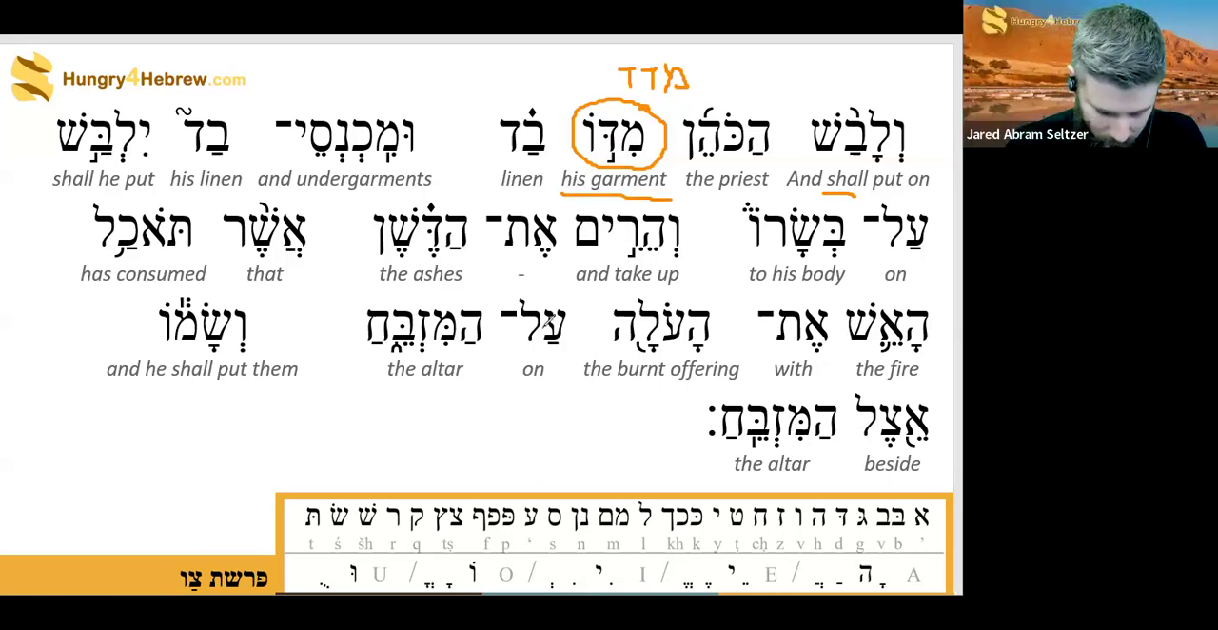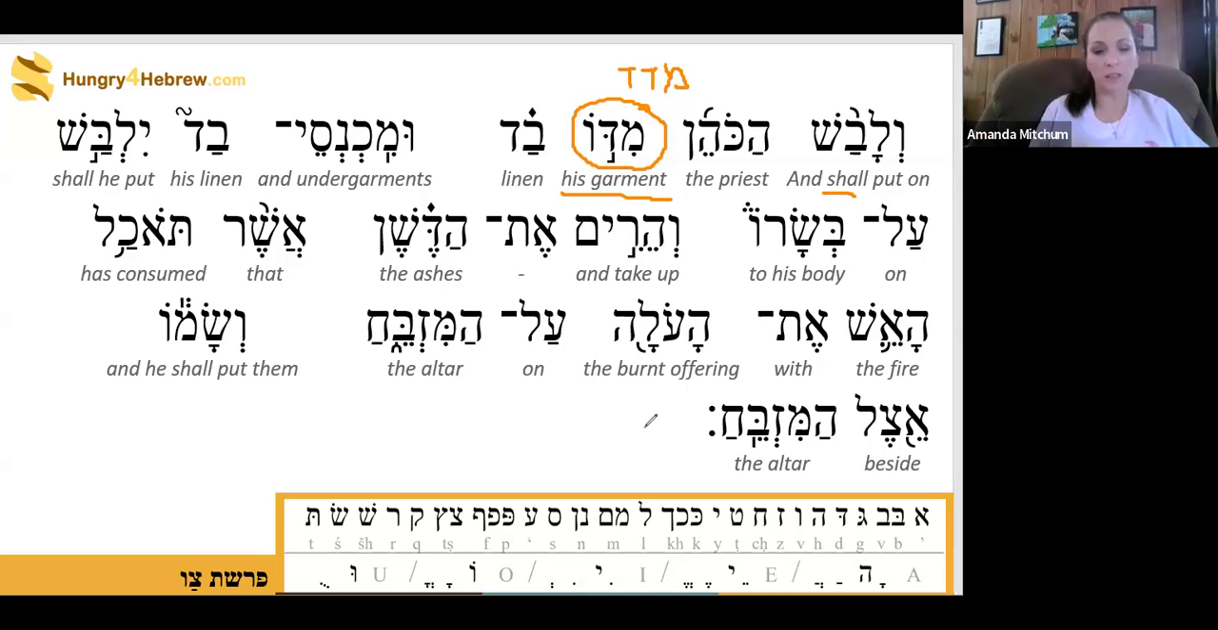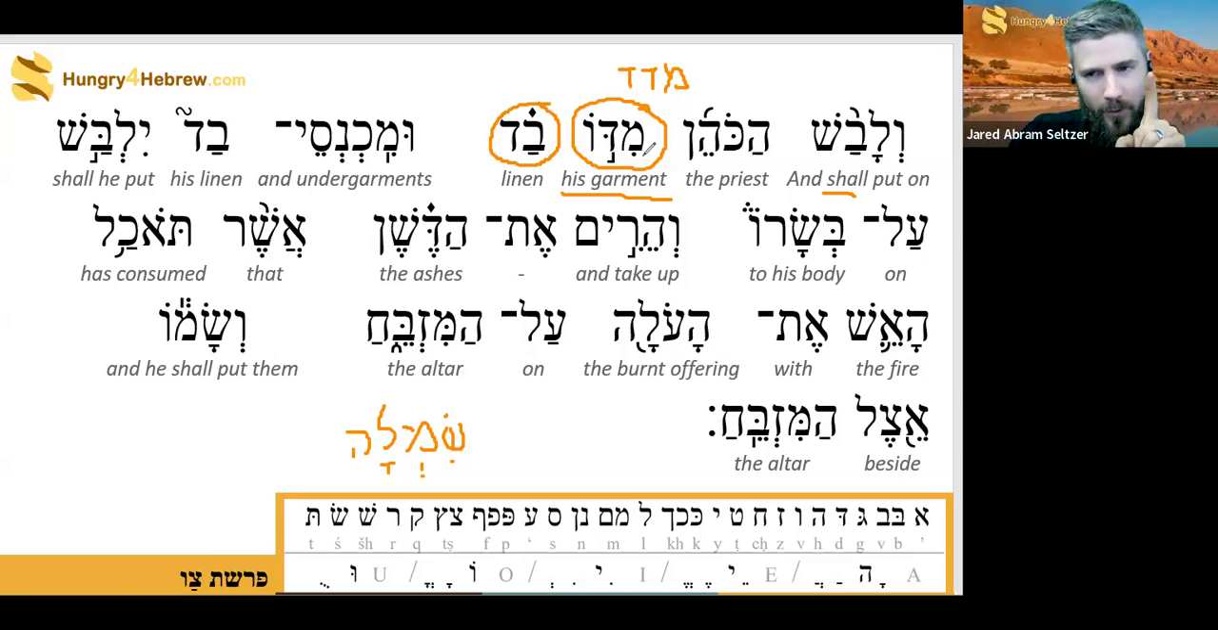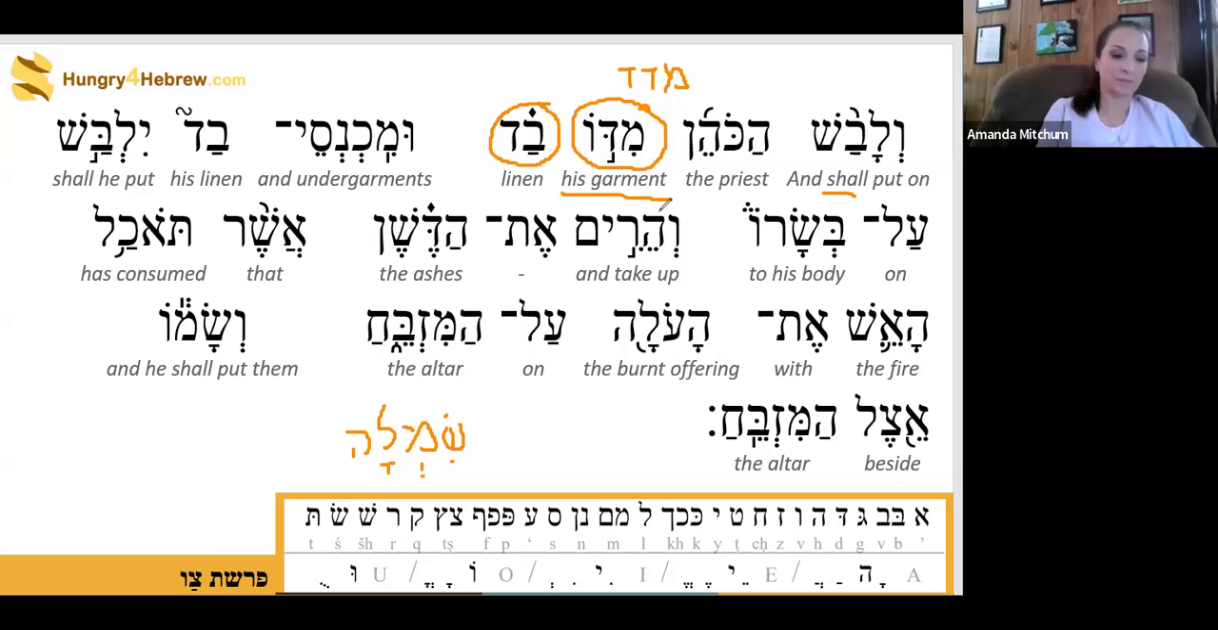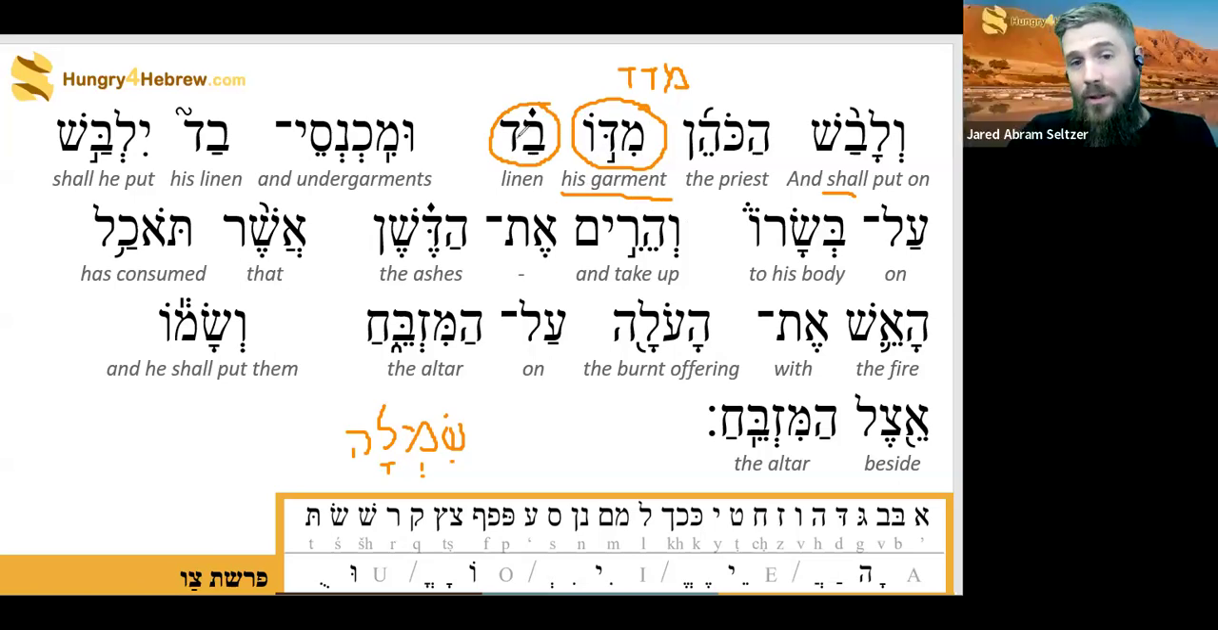Question. What is the difference in this word and simla, which is garment covering? I mean, the priest is putting on his garment. So the first point I was trying to make is that mido does not mean garment. Oh, okay. Mido means something measured to his size. It's his own. Vad is the word for a linen garment. So honestly, this word garment should have been shoved over here. Linen garment. A simla, the difference, a simla is what's worn on the outside.